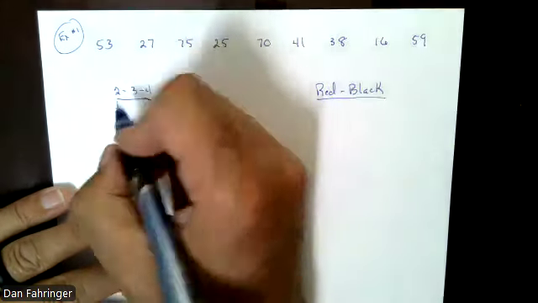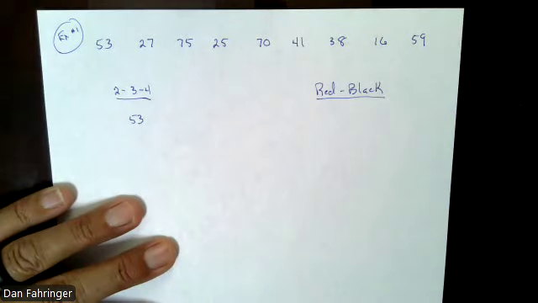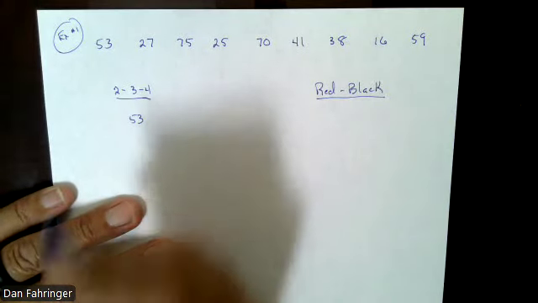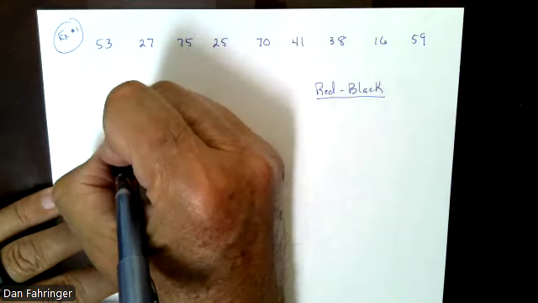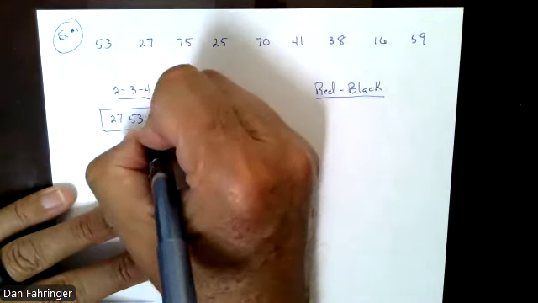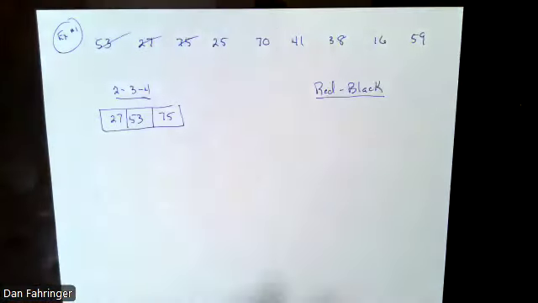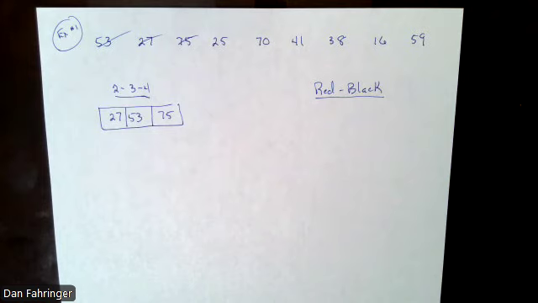First number is 53. Second number is 27. Third number is 75. So I did the first three numbers and I'm going like, okay, yeah, I got that in red black. I got it.